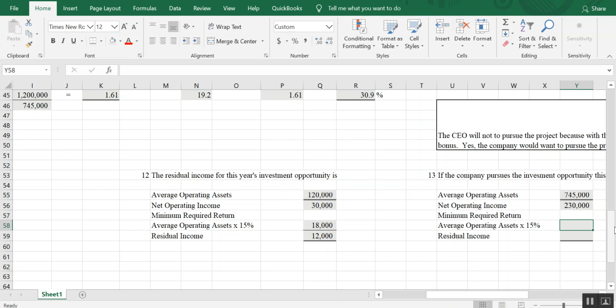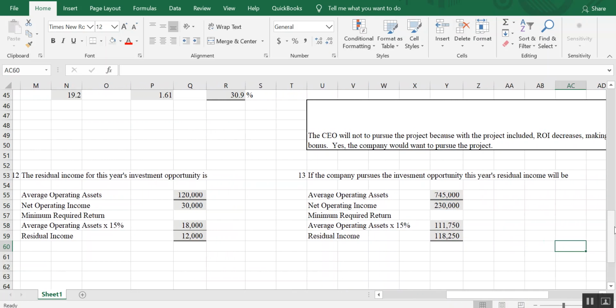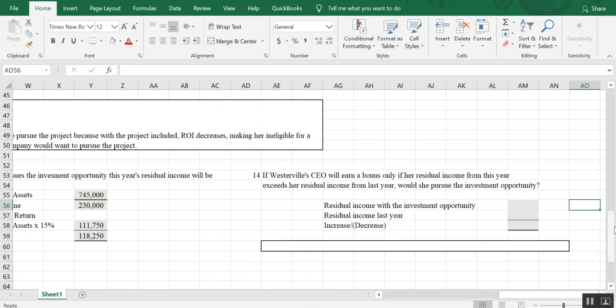Now for this part, we're just going to use the percentage of 745. You can't really add those together. So we're going to do the calculation, 745 times 0.15. We get 111,750. We're going to take the 230,000 minus 111,750, and we have residual income for the total company of 118,250.